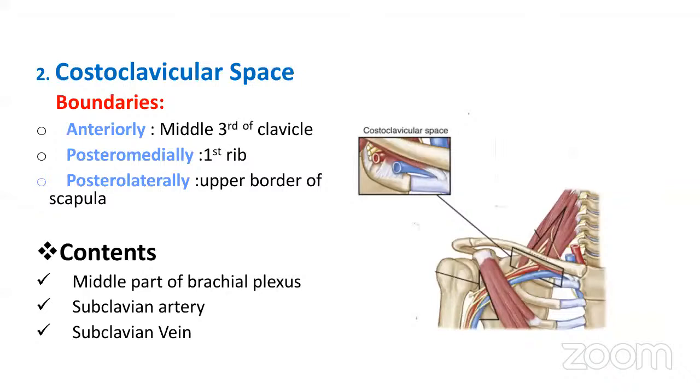Now boundaries: anteriorly the middle third of clavicle, posteromedially the first rib, and posterolaterally the upper border of scapula. Now contents. There are three contents: middle part of brachial plexus, subclavian artery, and subclavian vein. Again, according to which structure is affected or compressed, you can see the signs and symptoms that we had discussed earlier. Then third one is the subcoracoid space.